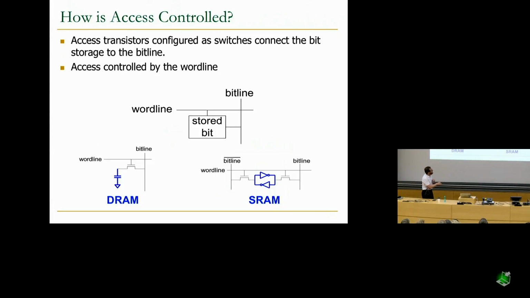SRAM, on the other hand, looks like this. This is the storage unit. It has a cross-coupled inverter, which we have seen before, which means that you have 4 transistors over there, right?